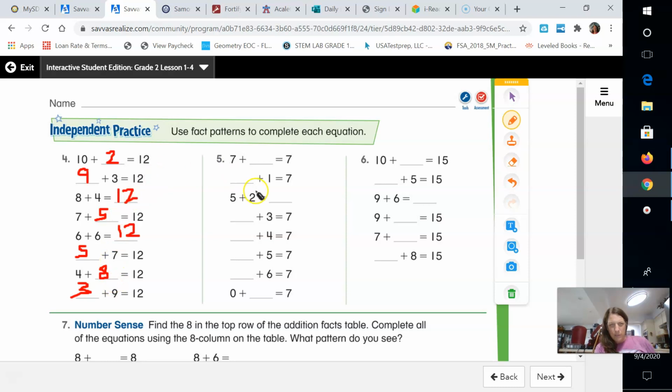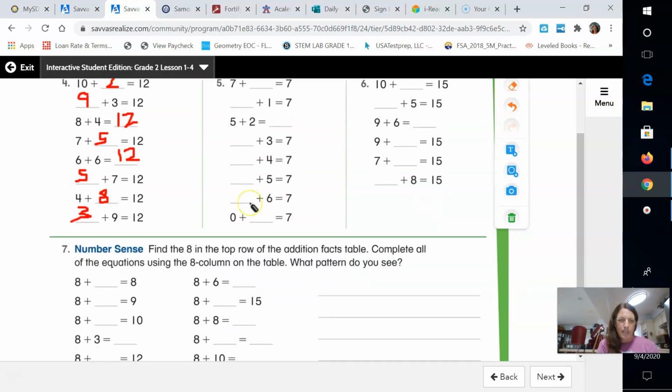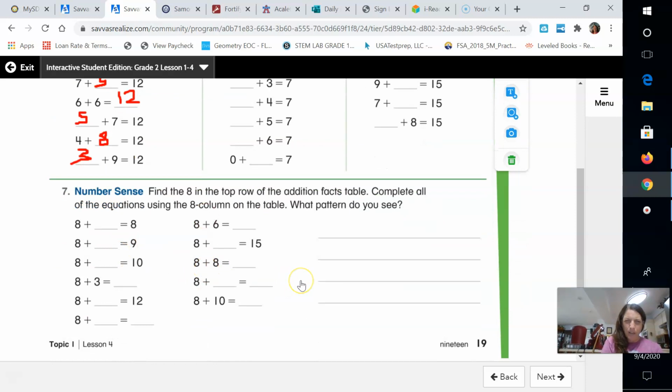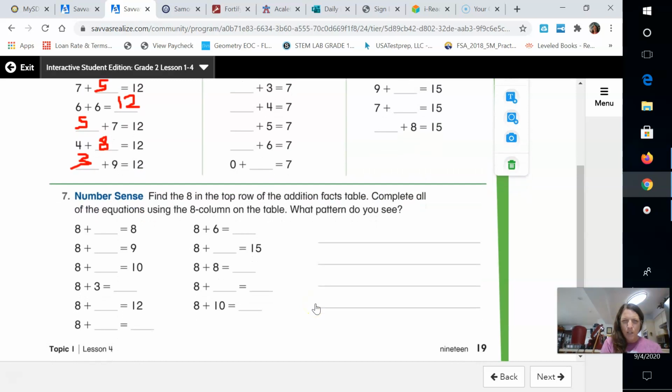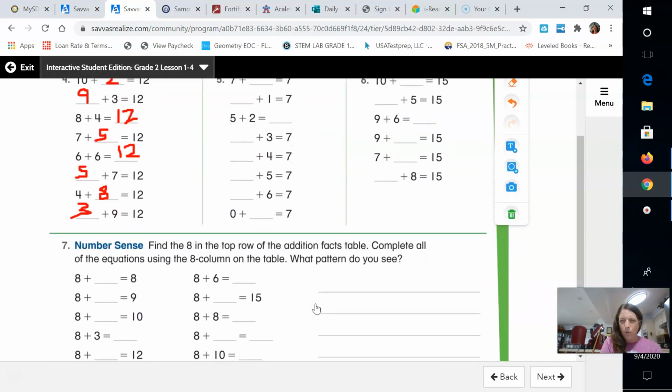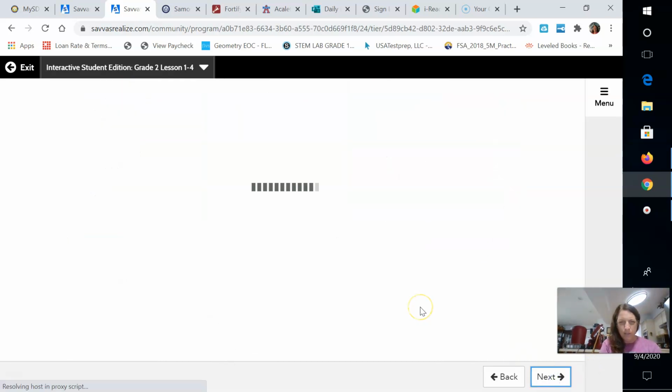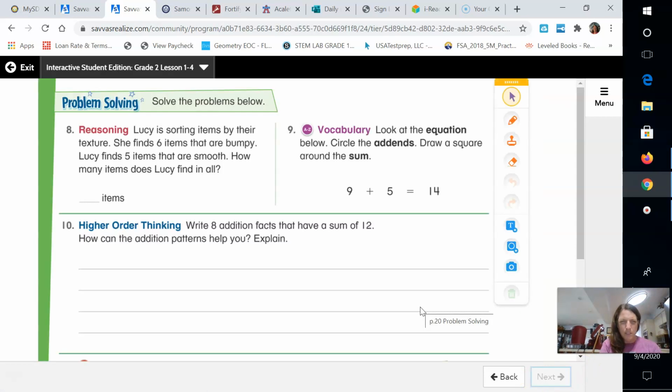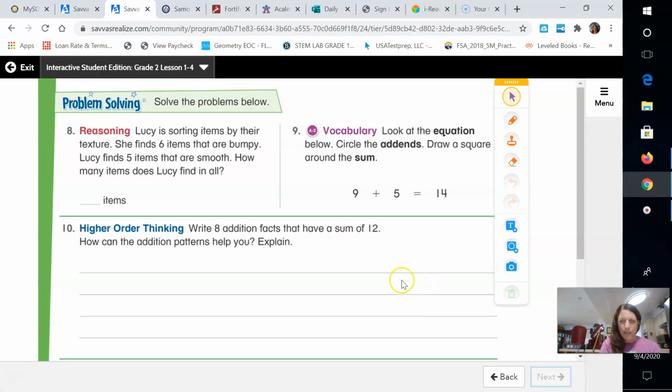If you're struggling with the pattern a little bit, you can just flip the page back and look at the fact table on that page to help you out. And then it has a couple more down here, and it asks about what pattern you see, okay? So what's on the last page? Usually we have a story problem or two. Let's see what this is. Yep. All right, so this will be your last page.